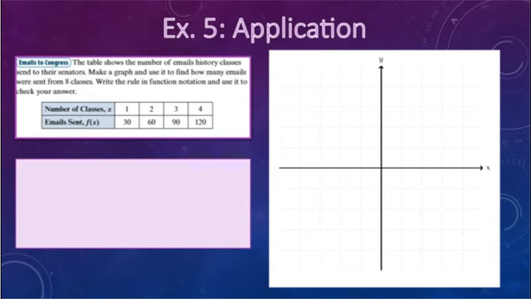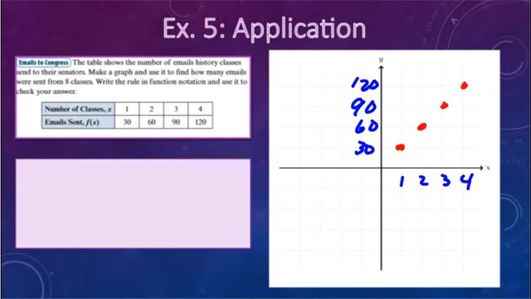So let's look at our graph here. You can see it's blank, but we can adjust the numbers here. We're going to count by 1s on our x-axis: 1, 2, 3, 4, and then we'll count by 30s going up: 30, 60, 90, 120. Let's plot our points: 1 and 30, 2 and 60, 3 and 90, 4 and 120. We can easily draw our line through our points. So there's our graph. Now the rule.